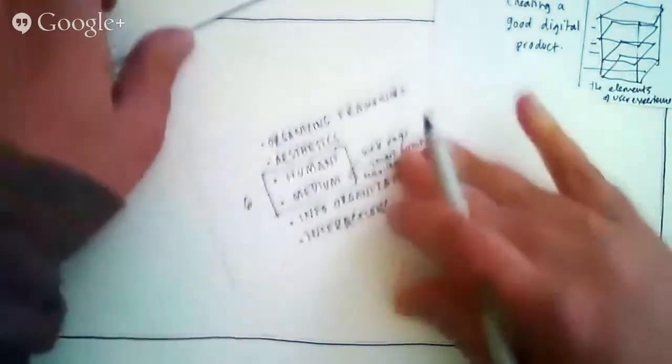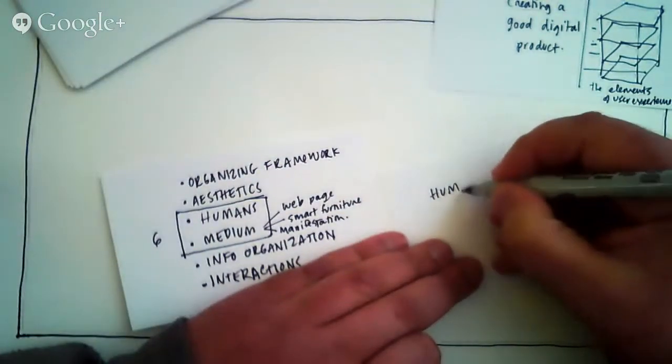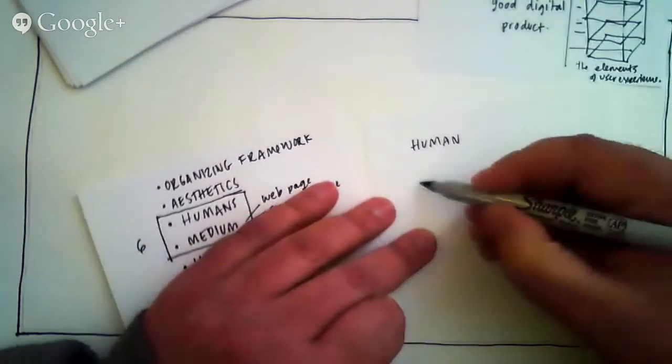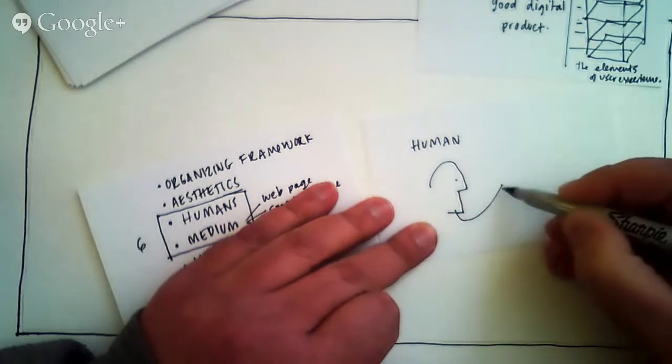All right, so let's just take humans and medium and separate them out here. I think of, what's his name, Bill, is it Bill Verplank, who has this thing like this that he draws? I love his little faces, yeah. Something like that.